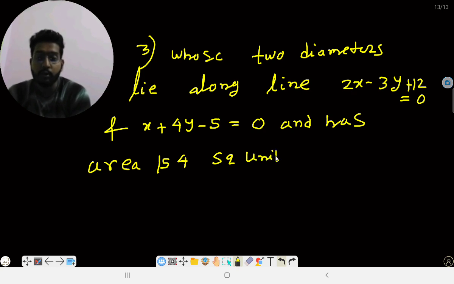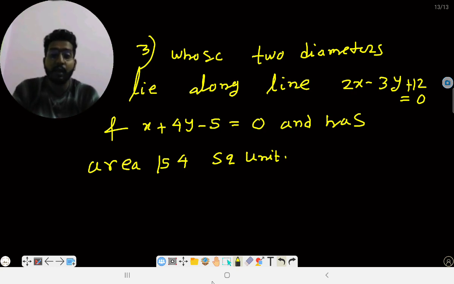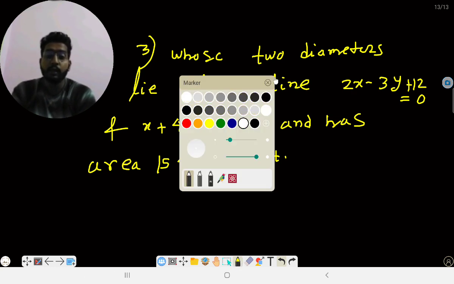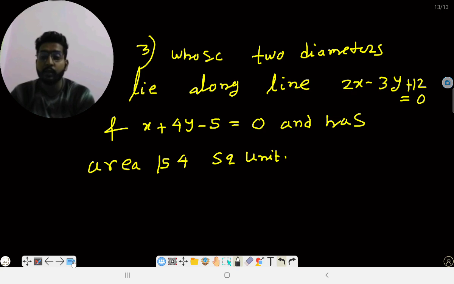That means here also we have to find the equation of the circle where the two diameters lie along these two lines and the area is given as 154 square unit. Now how to find the equation of the circle? Again same thing, you have to first find the center and then the radius, both you have to find.